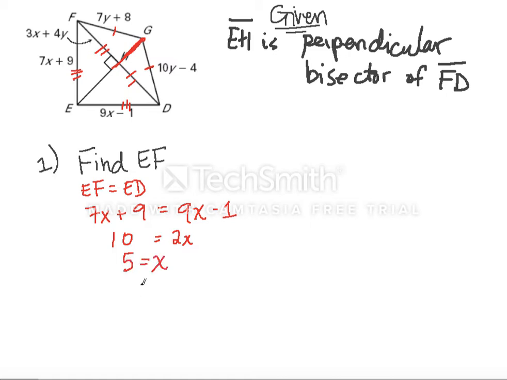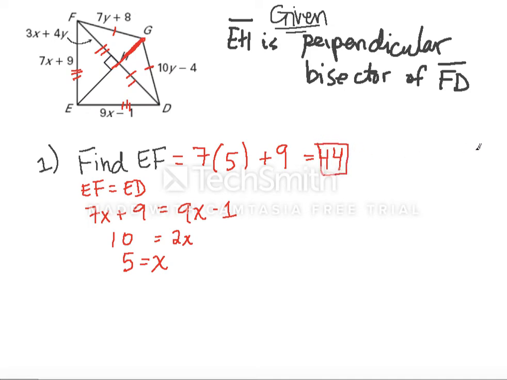However, this is not the final answer. We need to solve for EF. And EF is 7x, but instead of x, we can substitute 5 since we know that already, plus 9. So this will give us 35 and 9, that's 44. And that's the final answer to that problem.